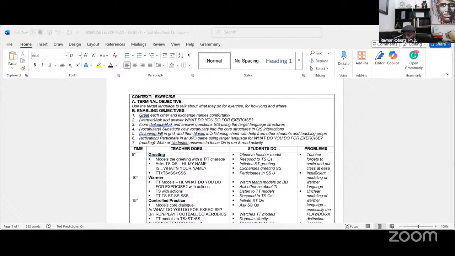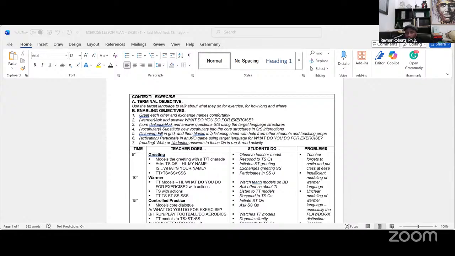Ask and answer, what do you do for exercise? Ask and answer questions student to student using target language structures. Substitute new vocabulary into core structures and student-to-student interactions. Fill in grid, and then blanks in listening sheet with help from other students and teacher prompts.